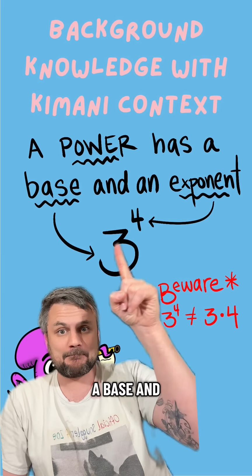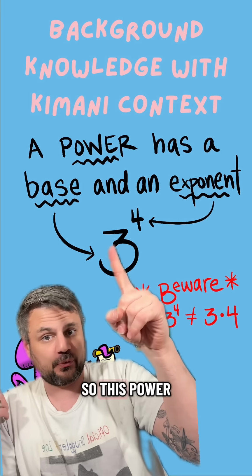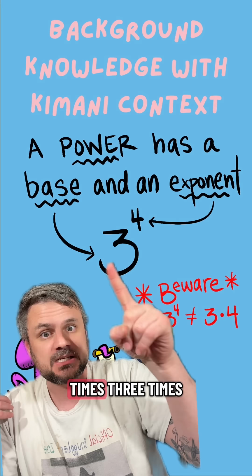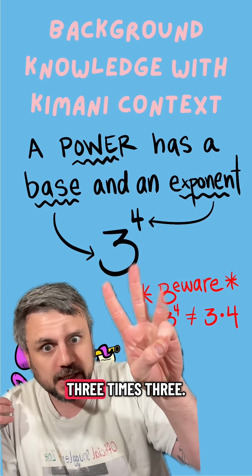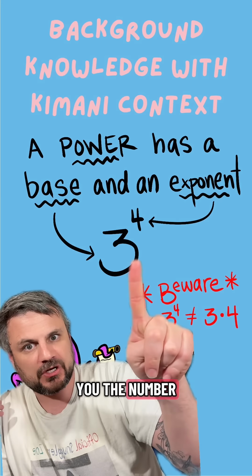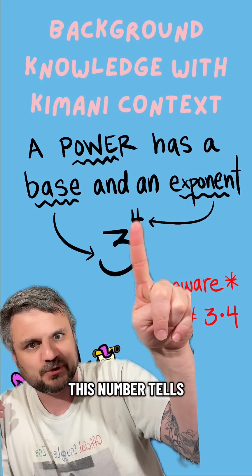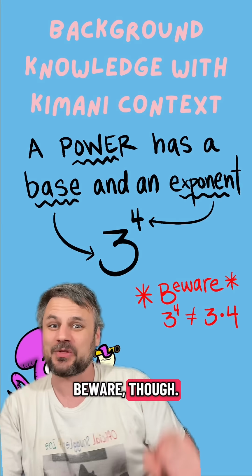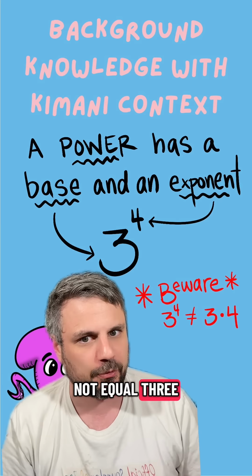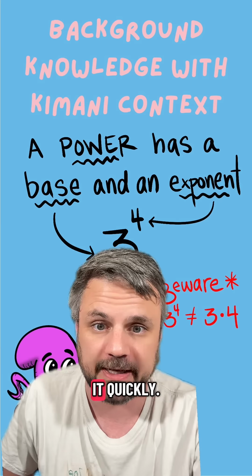You also need to know about powers. A power has a base and an exponent. So this power would mean 3 times 3 times 3 times 3. This number tells you the number you're multiplying by itself. This number tells you how many times you multiply it. Beware though, 3 to the 4th power does not equal 3 times 4, and a lot of people think it does when they look at it quickly.